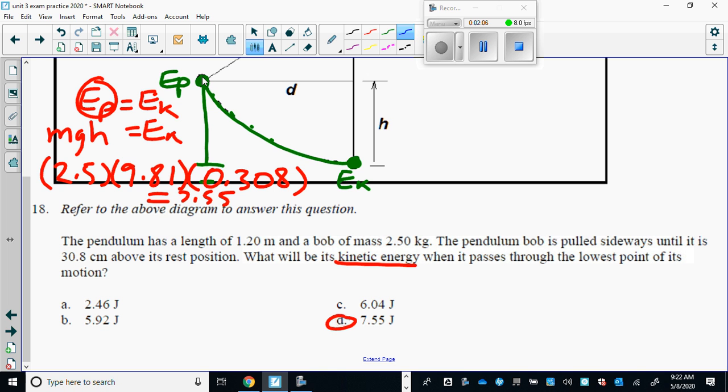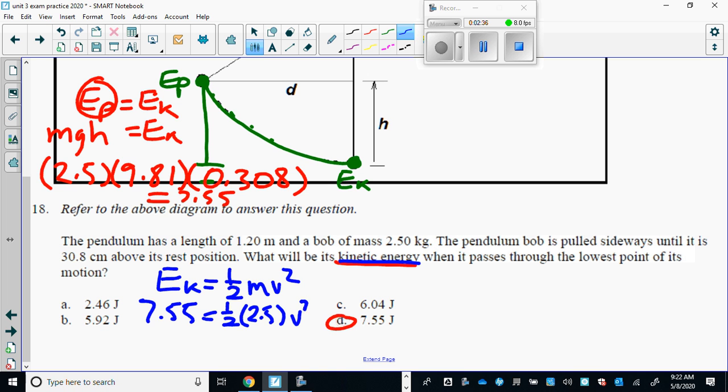Now, if they did ask you for the velocity, and more than likely on your test you're going to get a question with a pendulum that asks you for the velocity, you can do it a couple of ways. One, now that you know the kinetic energy, you can just say EK equals 1/2 mv squared, and plug in your 7.55, 1/2 m, and solve for v squared. But the other way you can do this, probably the preferred way, is to just do the question from scratch.